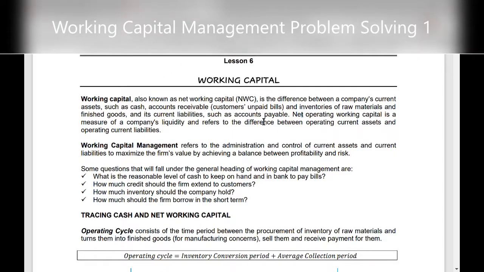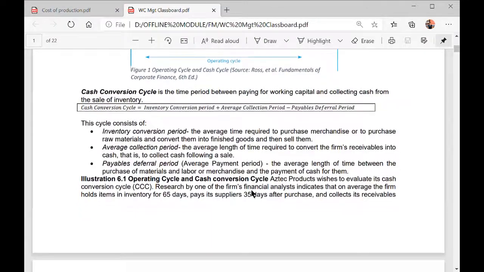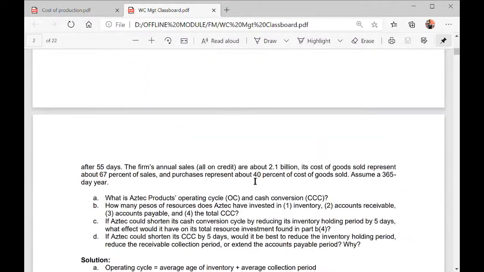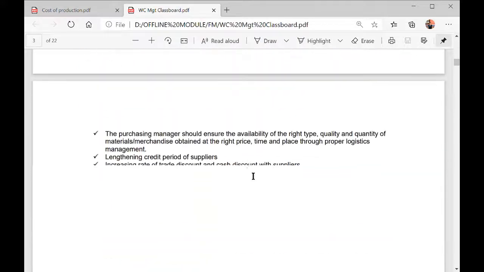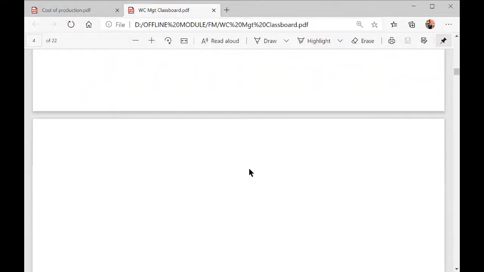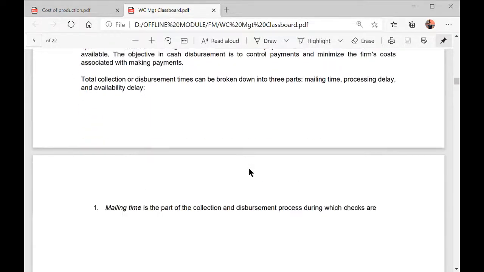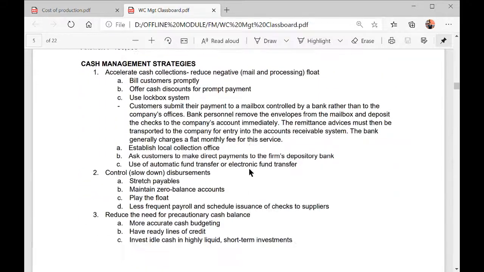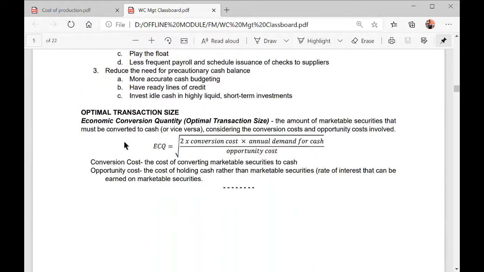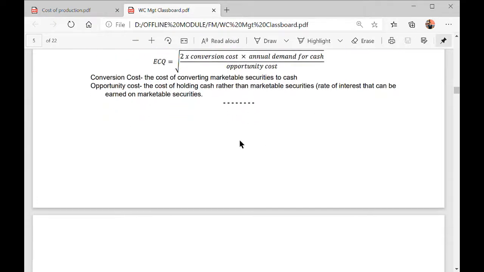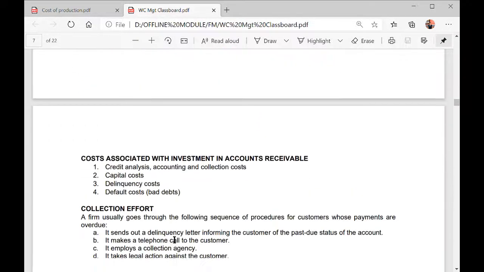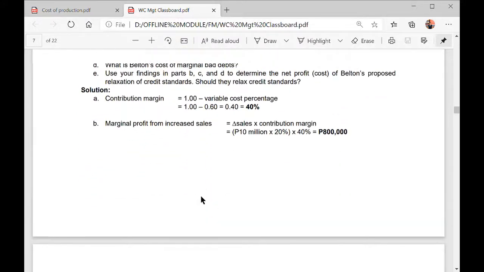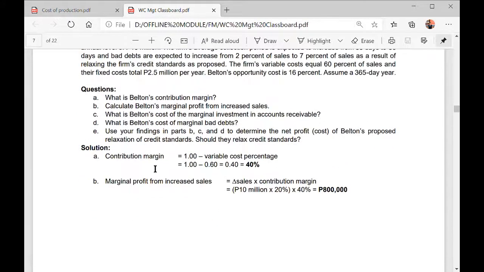Okay, so we will start with the problem here. We're done with the operating cycle and the cash conversion cycle. Again, kindly refer to the video lesson for the discussion about the theories on this lesson. Okay, so kani atong unahon og discuss.